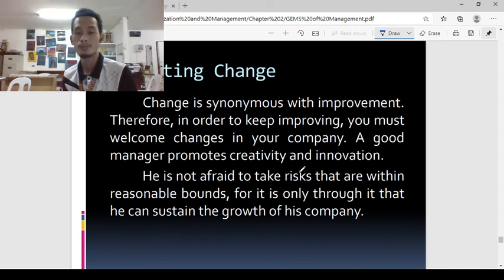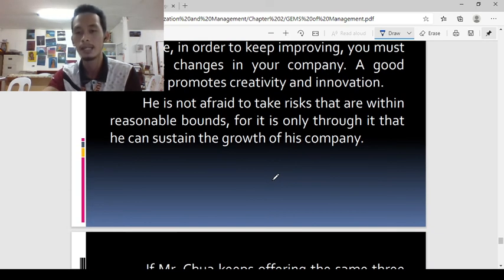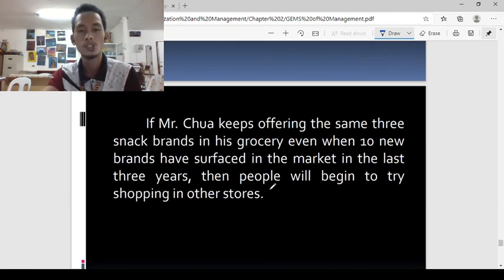A good manager promotes creativity and innovation. He is not afraid to take risks that are within reasonable bounds, for it is only through that he can sustain the growth of his company. If Mr. Chua keeps offering the same 3 snack brands in his grocery, for example, even when 10 new brands have surfaced in the market in the last 3 years, then people will begin to try shopping in other stores, right? Promote change.